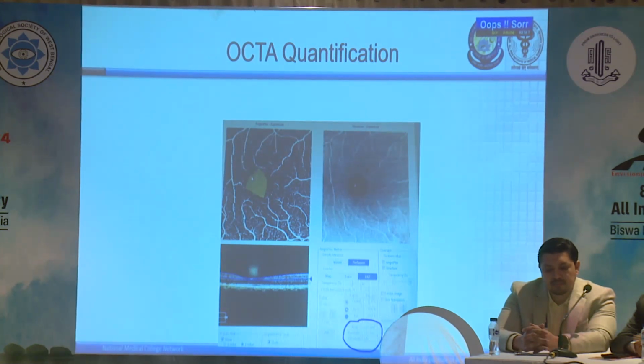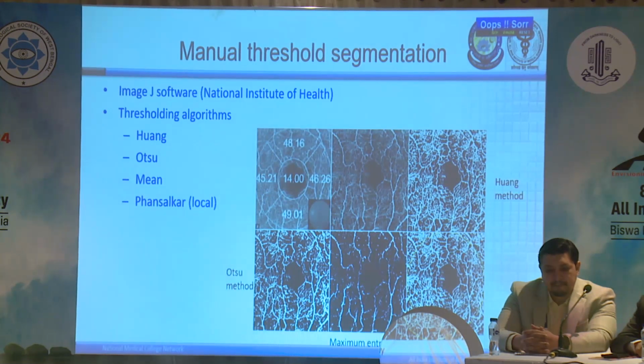If the machine is not able to do it, you can trace the phase and calculate these manually. Manual or semi-automatic threshold segmentation can be used, also done using ImageJ software, and there are different thresholding algorithms which binarize the images into perfused and non-perfused, and according to the white pixels and the total pixels, you can calculate the perfusion density.